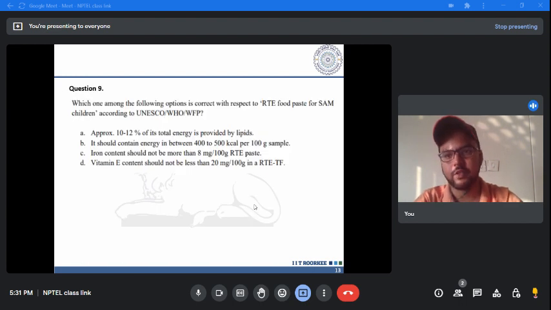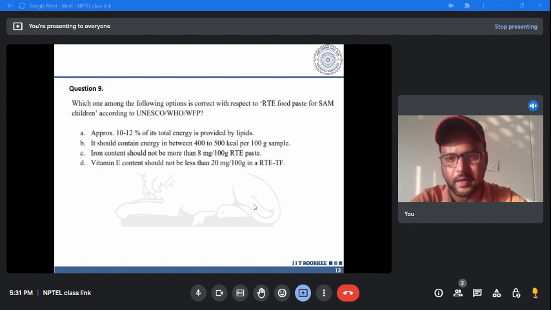Then question 9: which one of the following options is correct with respect to RTE food paste for SAM children? That is severe acute malnutrition, I think. Children according to UNESCO or WHO or WFP. WHO is the World Health Organization, WFP is the World Food Programme. I have to check it. But please let me know what will be the correct answer.